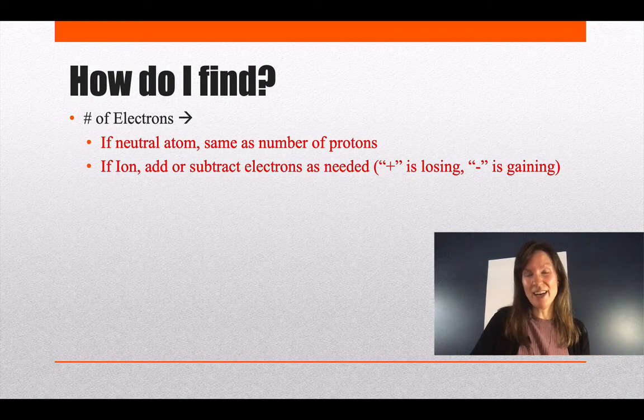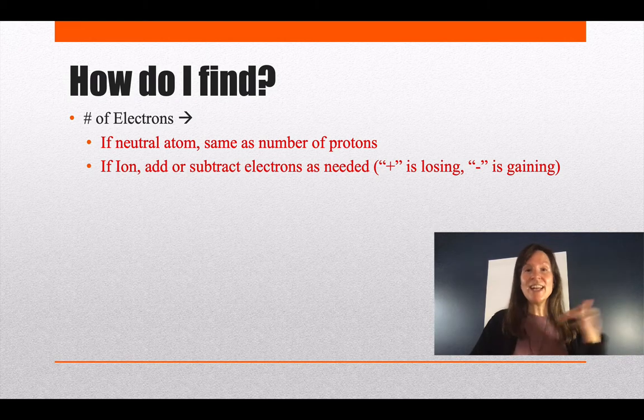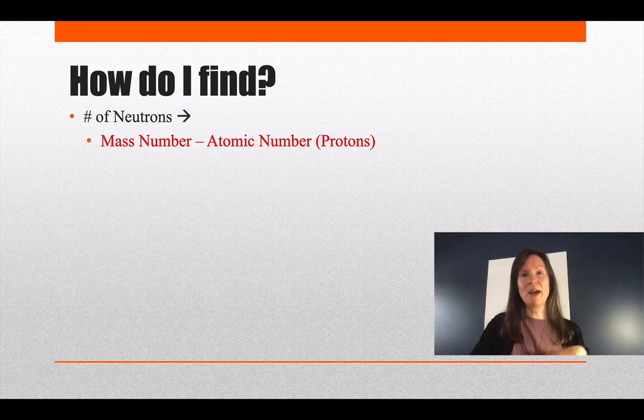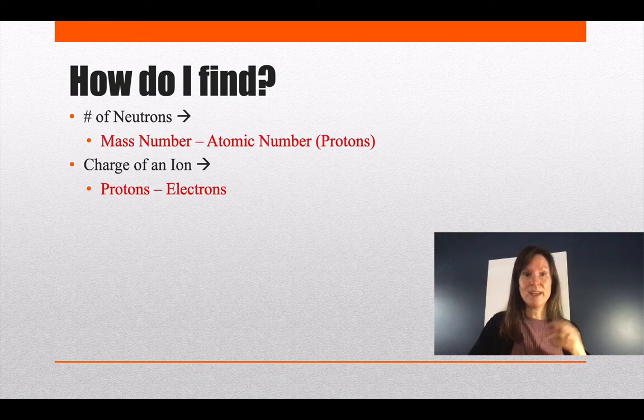Now, it's a little complicated in chemistry in that electrons are negative. So if I'm gaining electrons, I'm actually getting more negative. And if I'm losing electrons, I'm actually getting more positive. So that is one thing that's a little weird for people. How do I find number of neutrons? Well, that's always mass number minus number of protons. And then the charge is always the difference between protons and electrons.